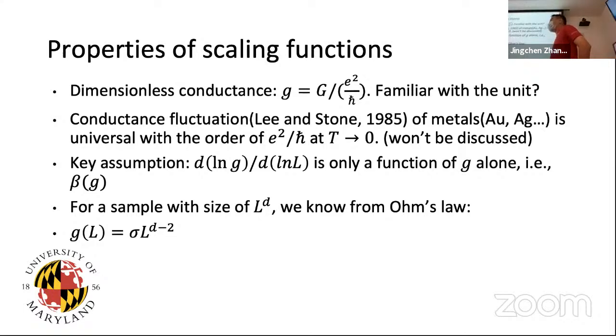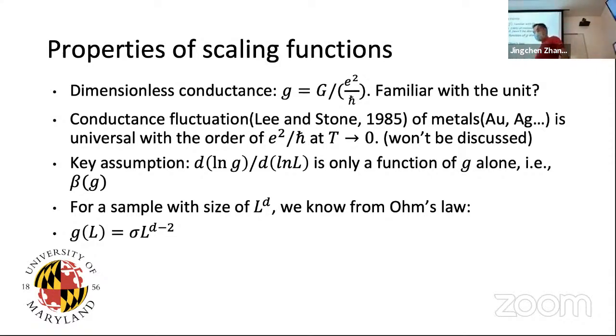To make things easier, we can make the conductance dimensionless because we want to see some universal properties. We can define small g equal to the large G divided by e squared over h. Note that e squared over h is essentially the unit of conductance, and that shows up everywhere. For example, in the integer quantum Hall effect, the conductivity will be some integer number of e squared over h.